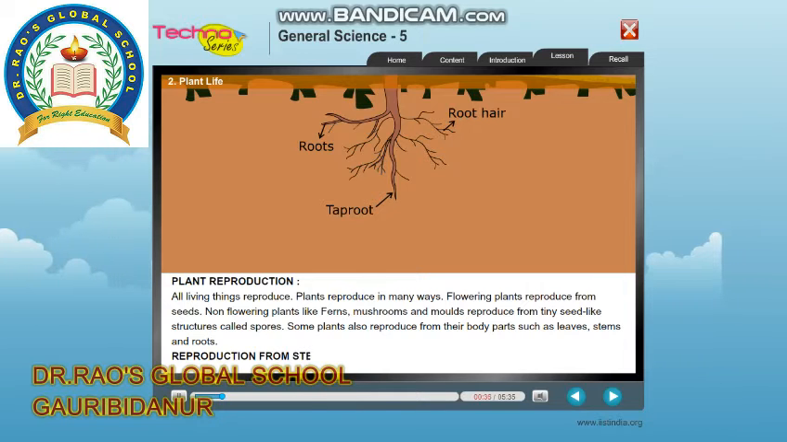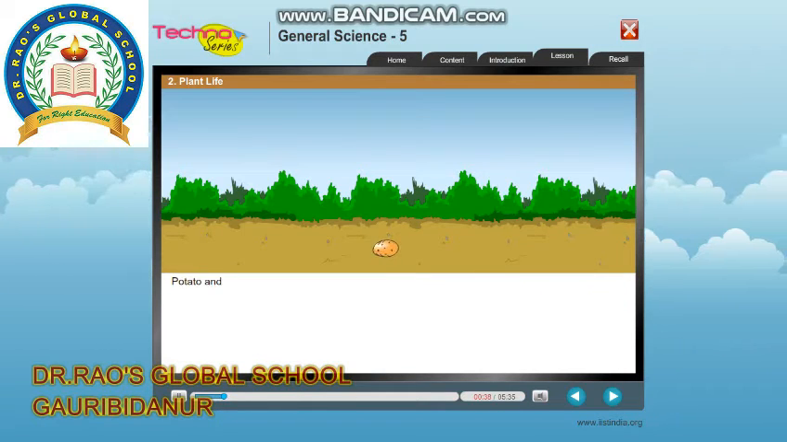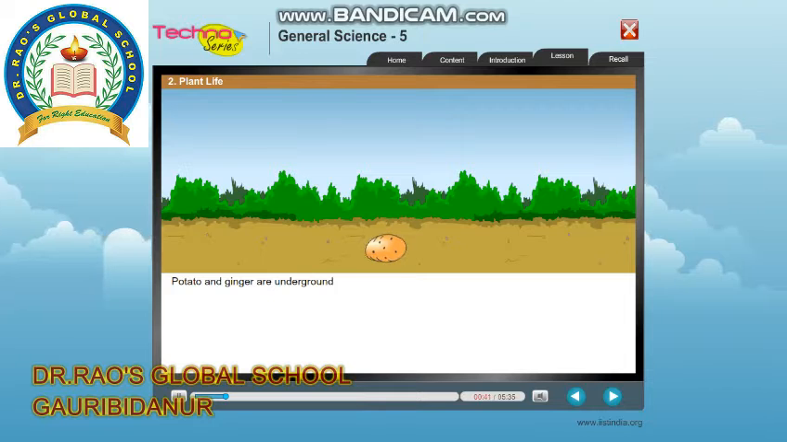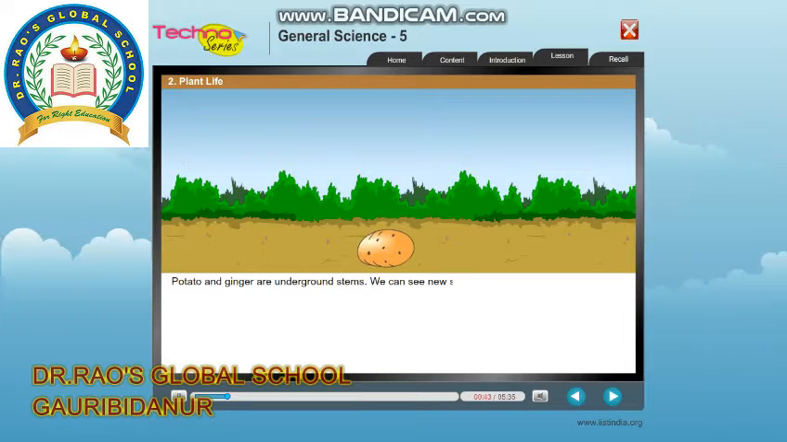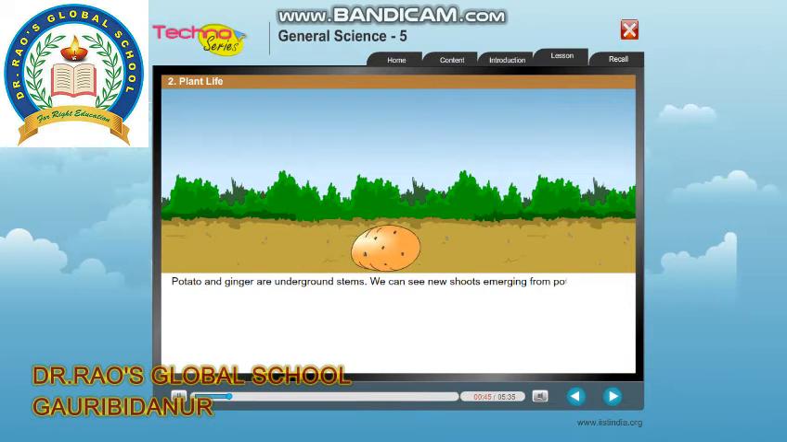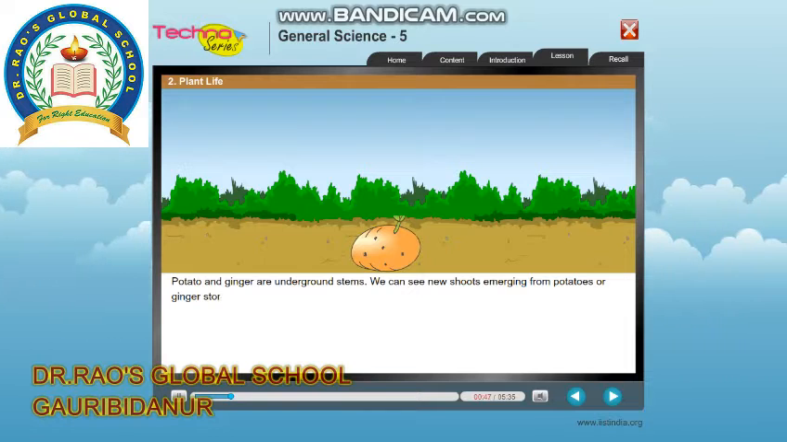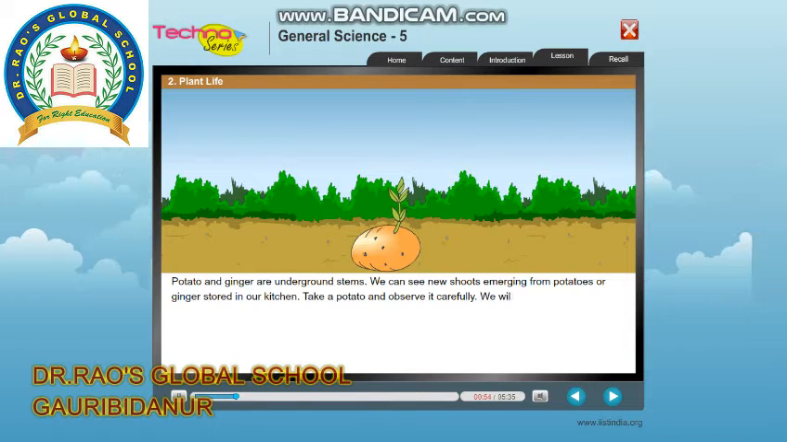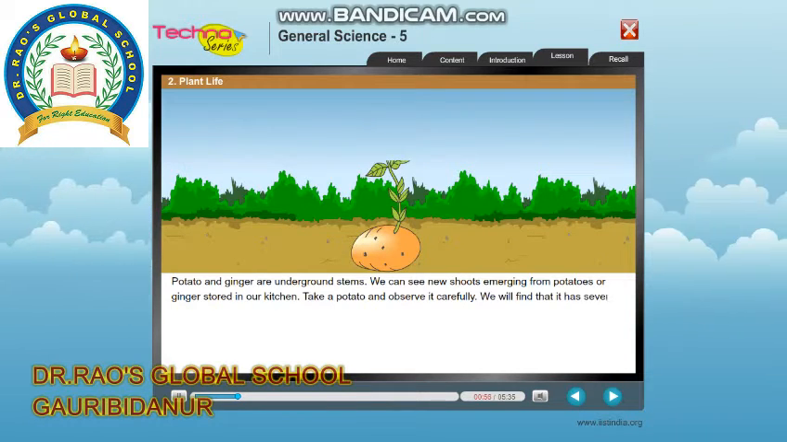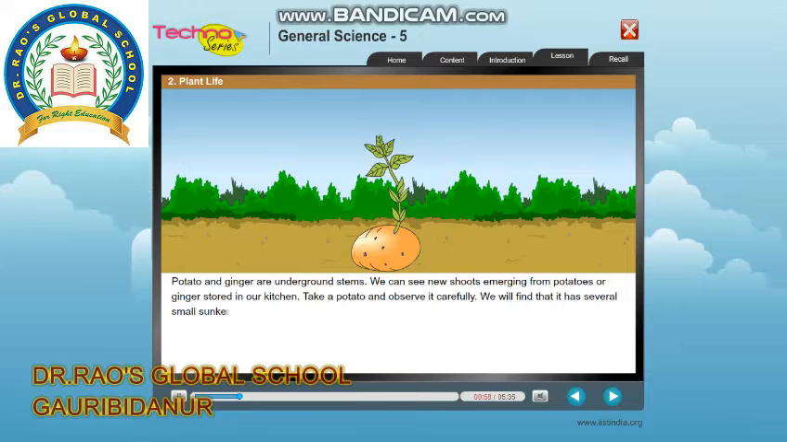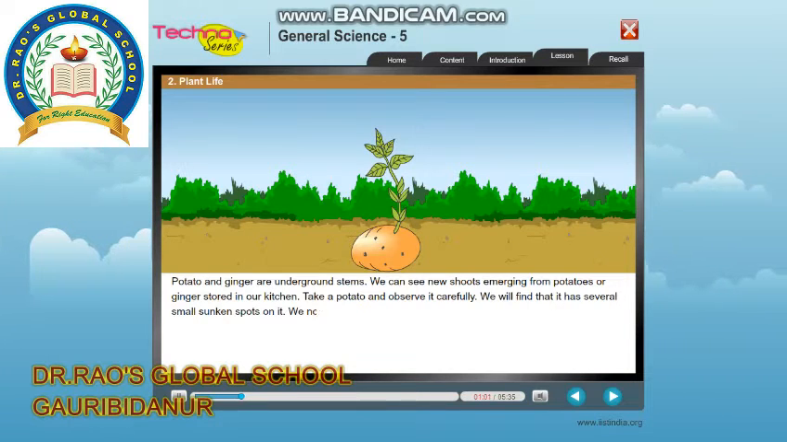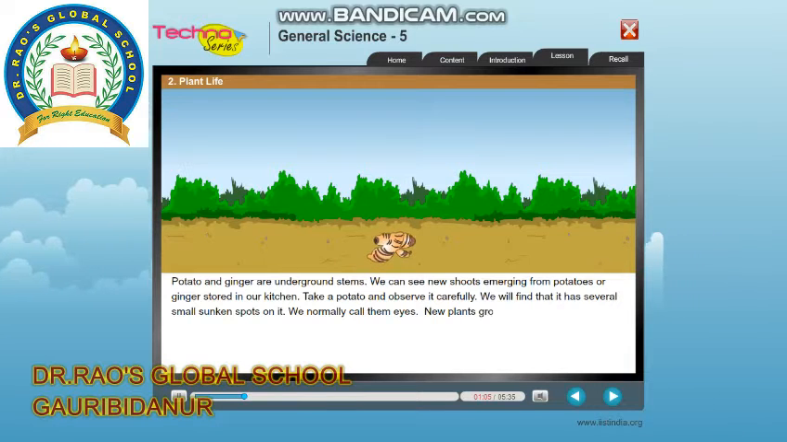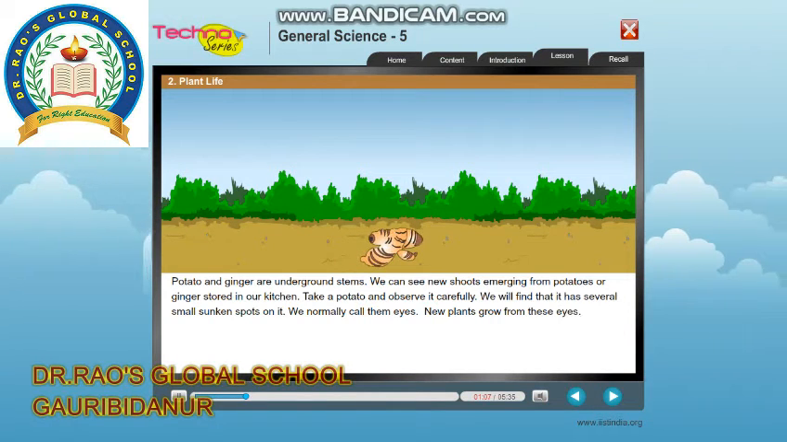Reproduction from stem. Potato and ginger are underground stems. We can see new shoots emerging from potatoes or ginger stored in our kitchen. Take a potato and observe it carefully. We will find that it has several small sunken spots on it. We normally call them eyes. New plants grow from these eyes.